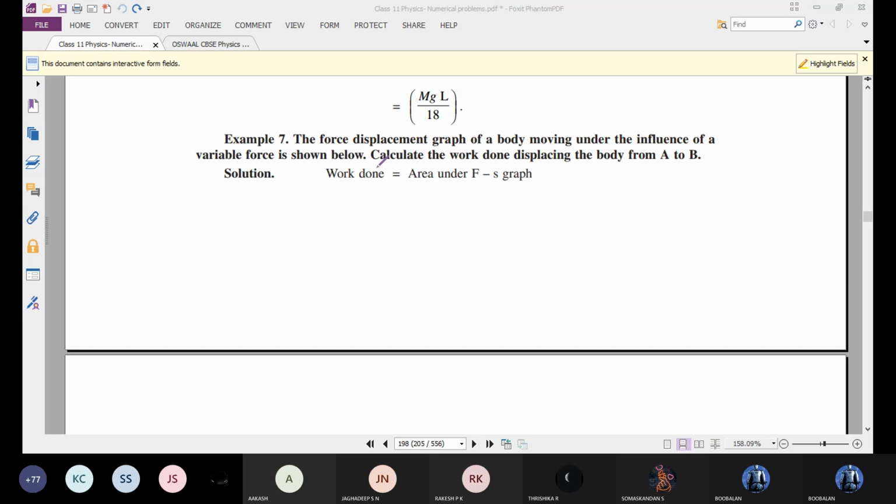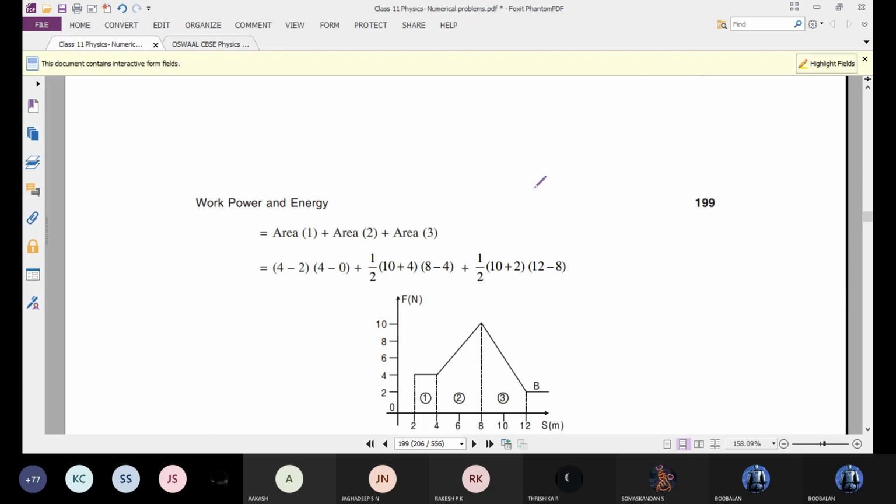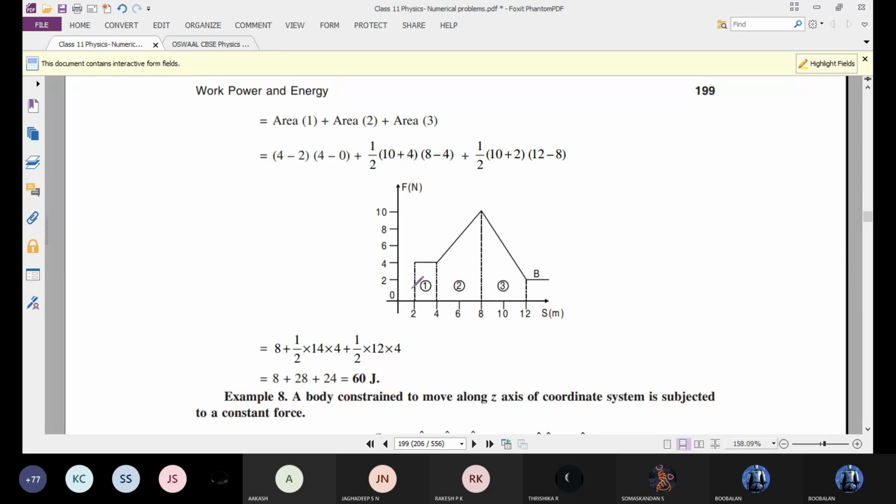Just a question. Calculate the work done displacing the body from A to B. So work done formula is the area under the F-s graph. A to B they asked. This is the point A. This is point B. In case they connected like this, you should take this rectangle also.